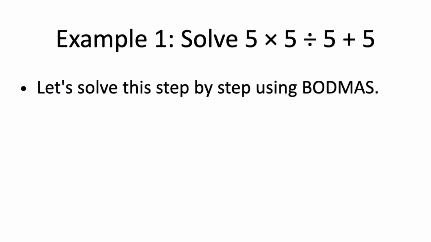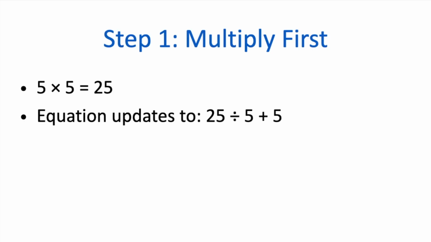Let's apply the BODMAS rule to solve 5 multiplied by 5 divided by 5 plus 5 step by step. According to BODMAS, we solve multiplication and division from left to right. First we multiply 5 with 5, which equals 25. This updates to 25 divided by 5 plus 5.